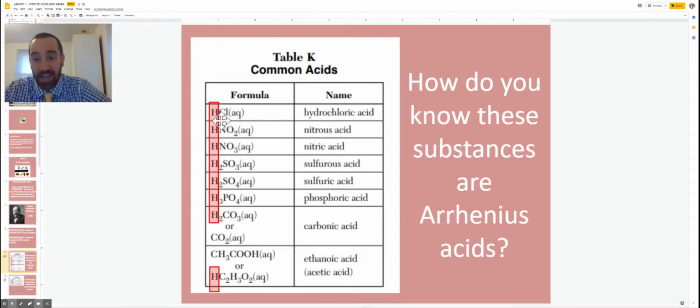Hydrochloric acid is HCl. Nitrous acid is HNO2. Nitric acid is HNO3. Some of these have more than one H, like phosphoric acid in your soda. It's one of the top ingredients in your soda if you like drinking soda pop.